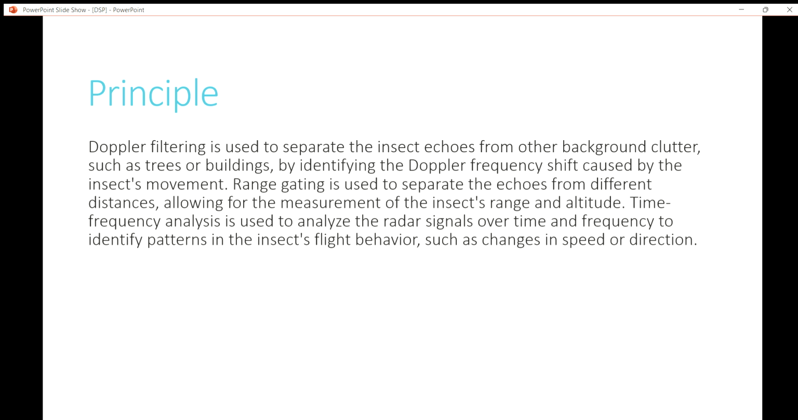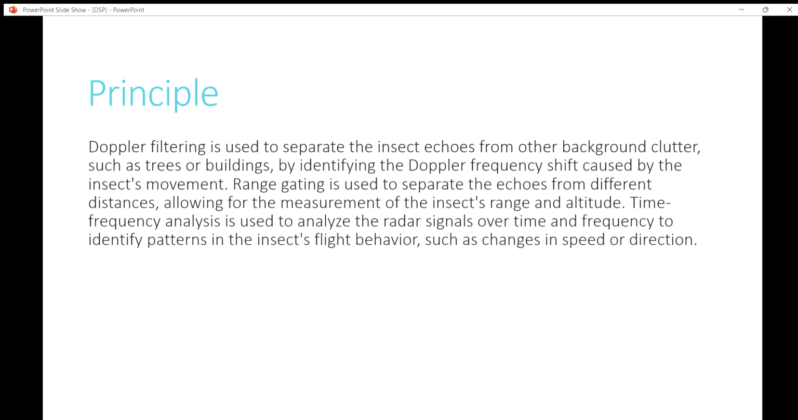Range gating is used to separate the echoes from different distances, allowing for the measurement of the insect's range and altitude. Time frequency analysis is used to analyze the radar signals over time and frequency to identify patterns in the insect's flight behavior, such as changes in speed or direction. So these are the major principles used in this entomological radar.